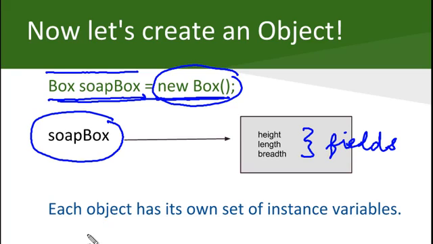So each object will have its own set of instance variables. Now soapBox has its own height, length, and breadth. So this is how we create the object using the new operator.